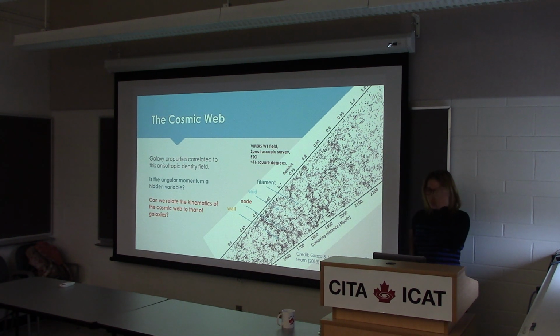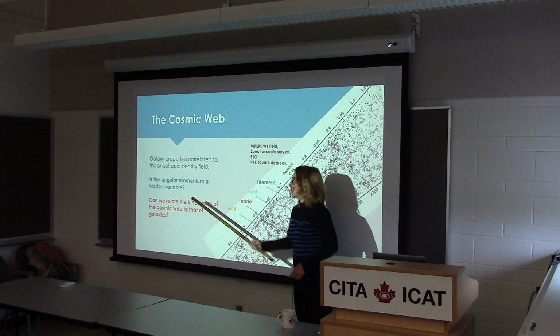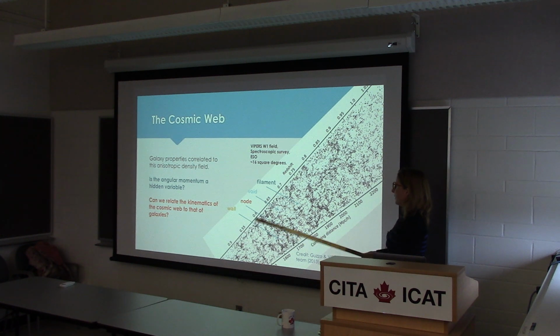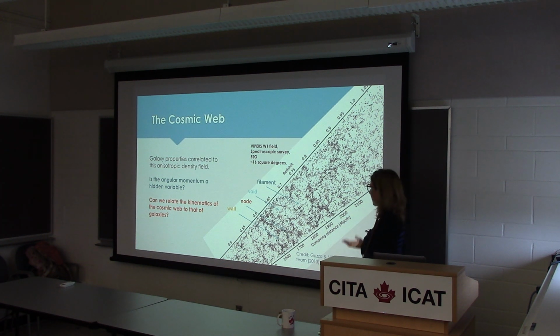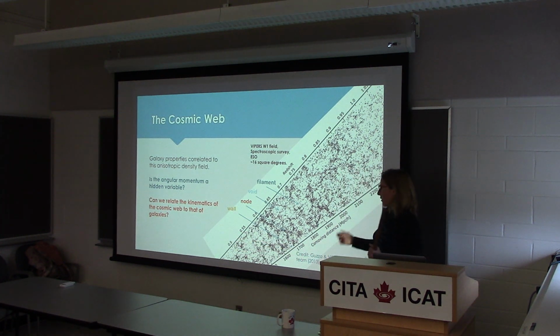So the question we've been asking with my collaborators over the last decade, well, for me at least, is whether galaxy properties can be correlated to this anisotropic density field, not only to the density, but also to the anisotropic aspect of it. Another way to put that is: is angular momentum a hidden variable to understand the distribution of galaxies in the structures and how their properties evolve in the structure? An even narrower view of that is, can we relate the kinematics of galaxies to that of the cosmic web?